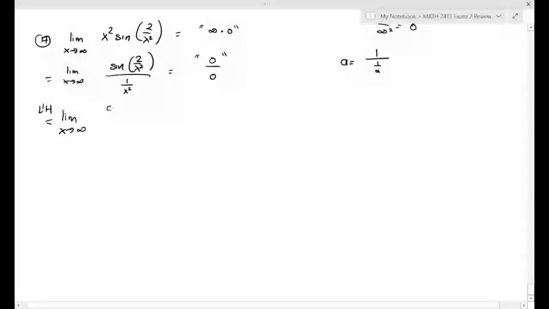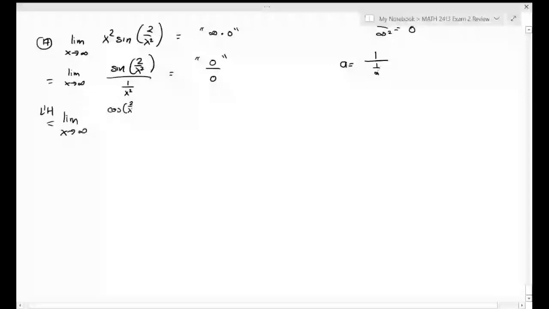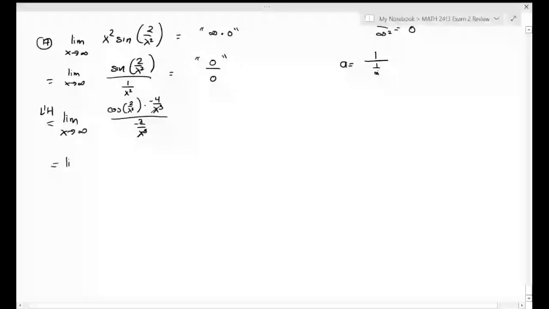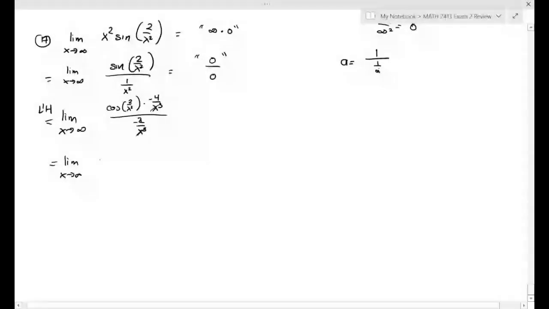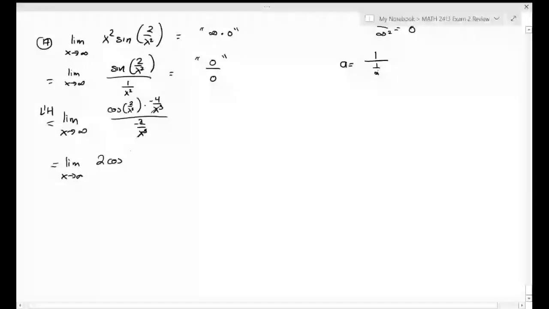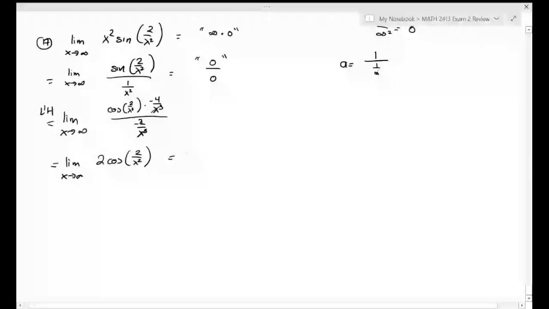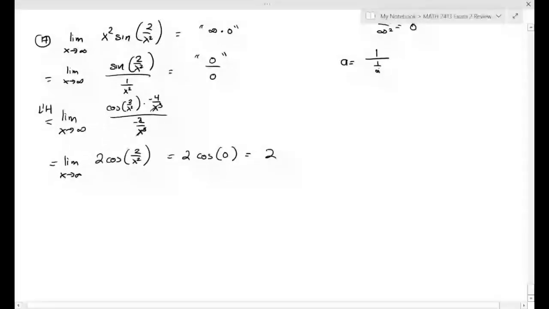Differentiate the top. Differentiate the bottom. And then simplify. Notice the x cubes will cancel. Negative 3 by negative 2 is 2. So that's just a very quick example. Right, and then this limit is very much defined. 2 over x squared will go to 0. Cosine of 0 is 1. So the answer is the limit is 2.